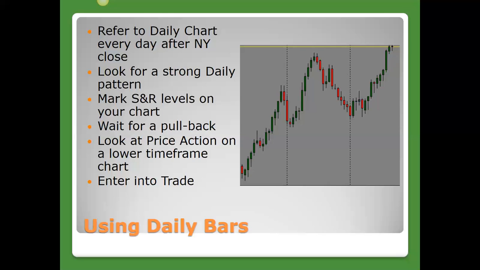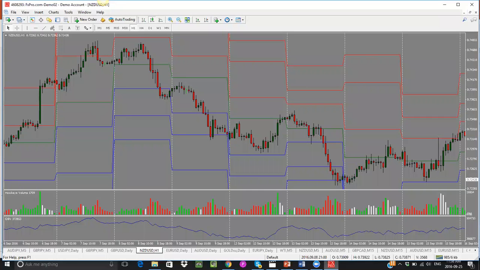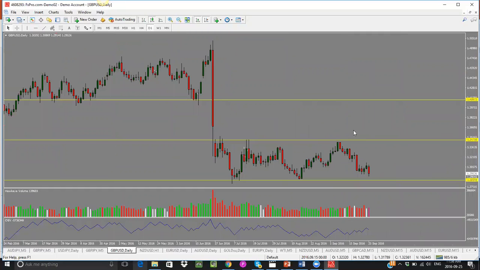Any questions before we move on to some live charts? Okay, while you guys are thinking of questions, let me switch to charts. Okay, here we go. Good, so it sounds like things are making sense. Let's move on to our charts now and see how we can apply this in live market conditions.